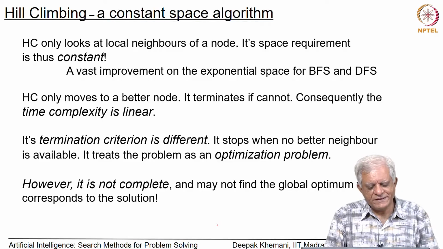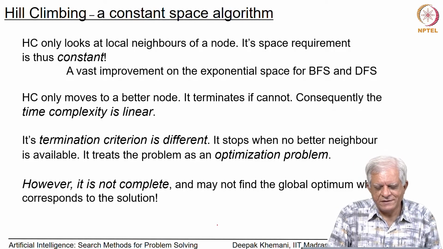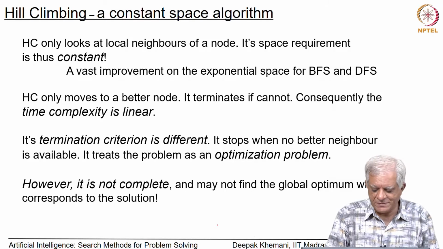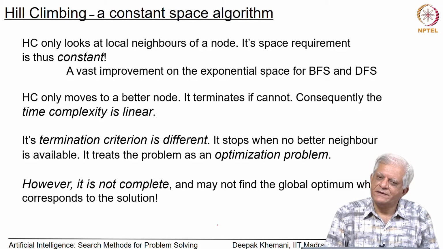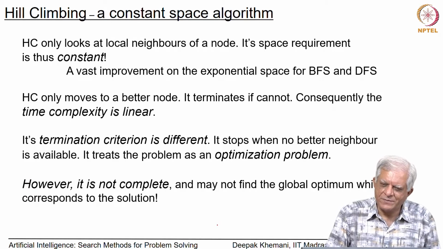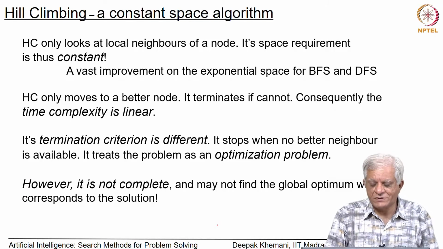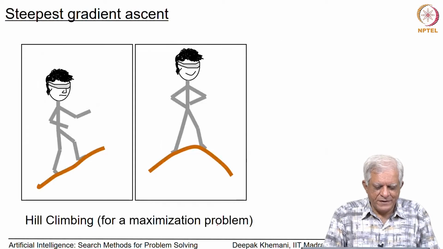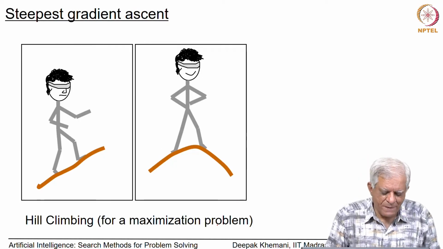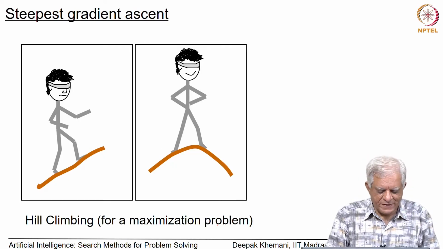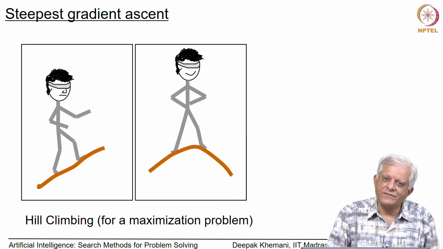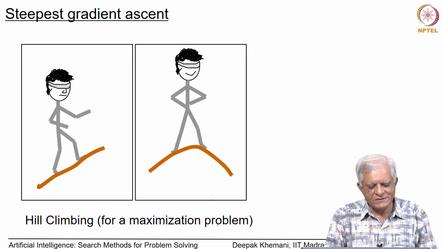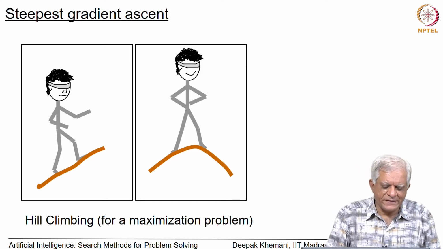However, because of this local nature of its search, there is a trade off, and the trade off is that it is not complete, and we may not end up on the global optimum, which will correspond to the solution that we were looking for in the original space. So, this was just a figure that we saw. Essentially what it does is that it follows the gradient, and it is also known as the steepest gradient ascent or steepest gradient descent, as the case may be.